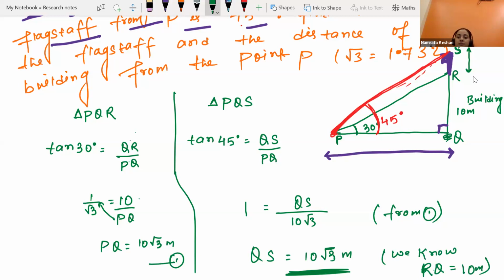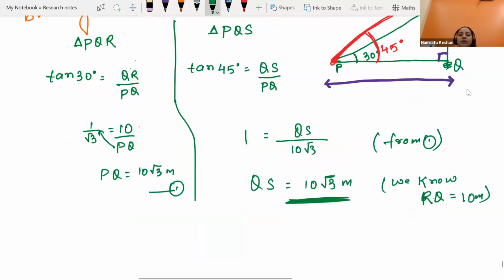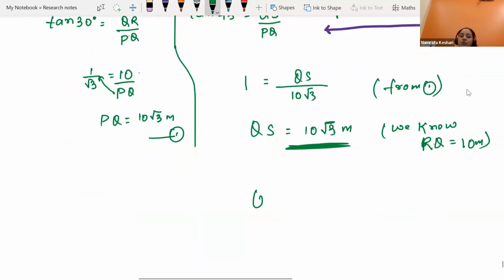10 root 3 minus 10, exactly. Are you getting it? RS will be 10 root 3 minus 10. From Q to S, the complete length is 10 root 3. From Q to just R is 10. So the remaining will be the subtraction. Yes or no?